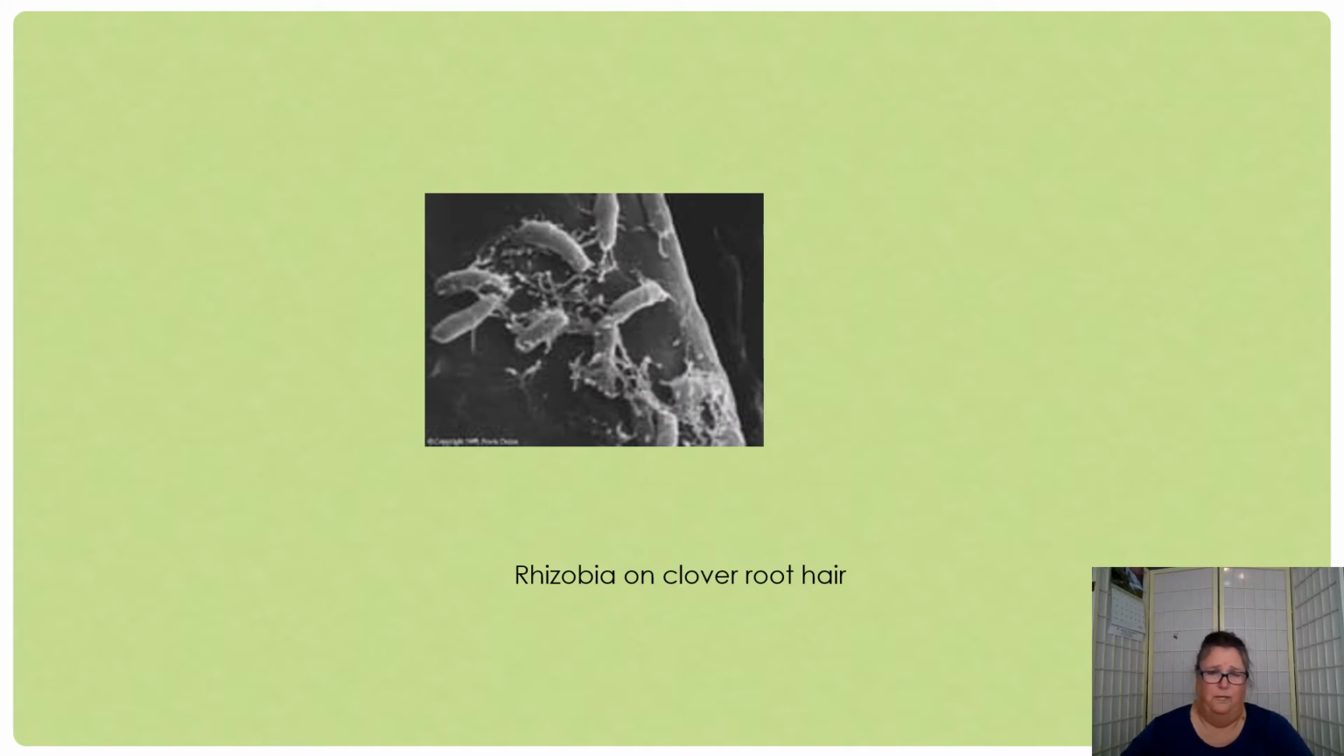In this case, we have rhizobia on clover root. These are beneficial bacteria that will allow the plant to fix nitrogen, to pull nitrogen out of the air and fix it through a chemical reaction that is occurring inside the bacteria with the help of the plant.